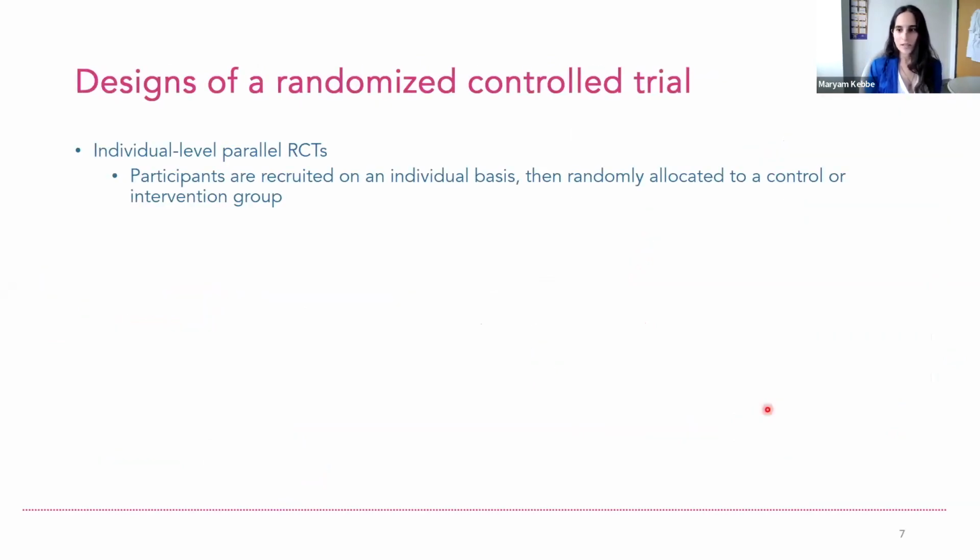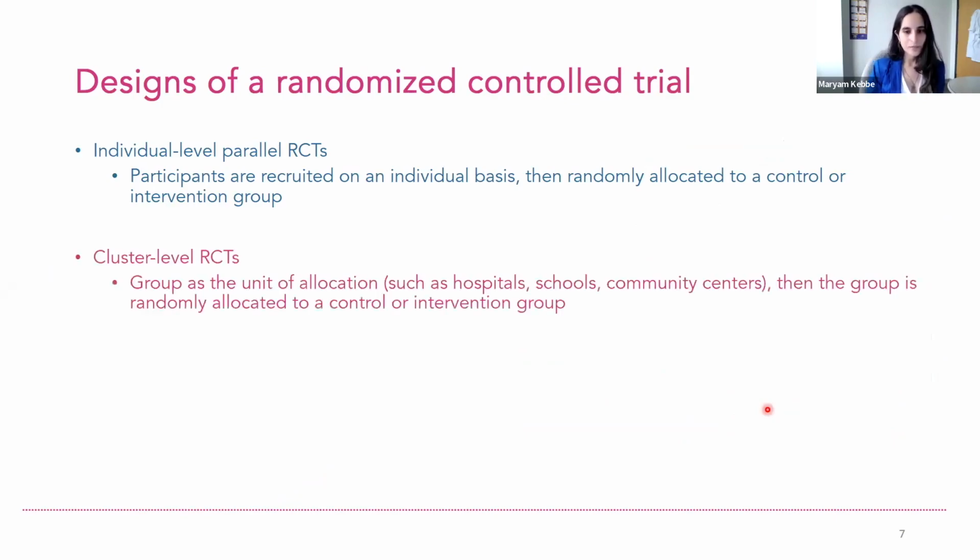So this type of design is the most common, being a parallel design. And this is where the participants, as you saw, are recruited individually before group allocation. The second common design is the cluster randomized controlled trial. And here, the group, as opposed to the individual, is actually the unit of allocation. So this could refer to hospitals, to schools, community centers, religious facilities, and it's these groups or the site that is randomly assigned to receive control or intervention.